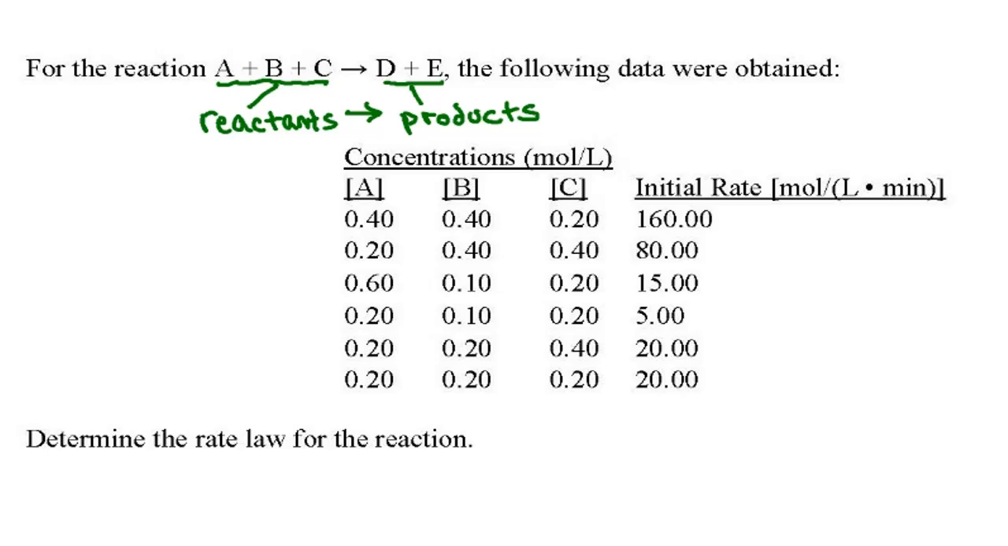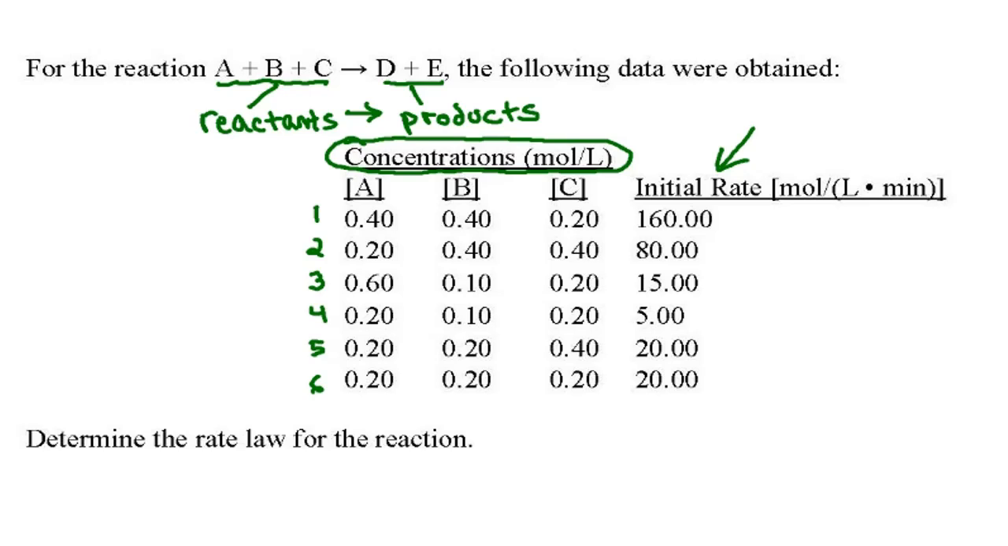So now let's read this again. For the reaction A plus B plus C yields D plus E, the following data were obtained. And it gives us right here the concentrations of A, B, and C in moles per liter. And then it also gives us the initial rate. Now remember from the other videos, these are the experiments that I was telling you about that we use to figure out what the order number is for this reaction. So here's experiment 1, here's experiment 2, experiment 3, experiment 4, experiment 5, and experiment 6.